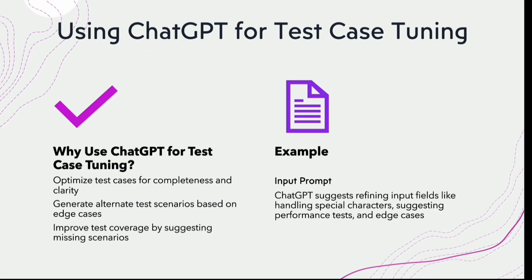Now, why are we using ChatGPT for test case tuning? It helps you optimize test cases, so the test cases will be clearer and more optimized, and any layman can understand them. It generates alternative test scenarios based upon your edge cases. Another thing, it helps you get more test coverage by suggesting missing scenarios.